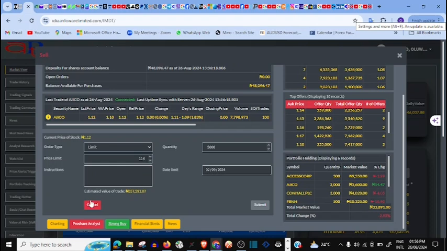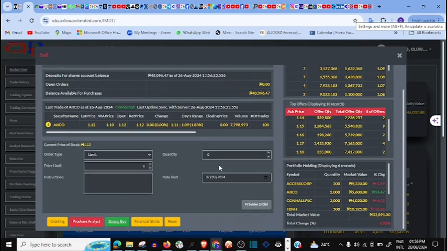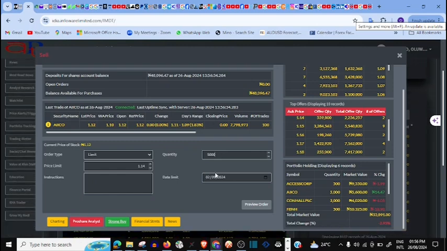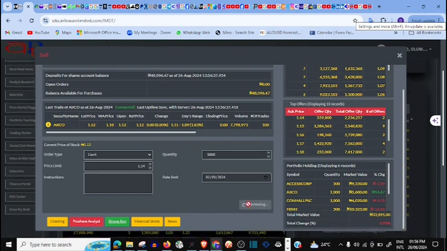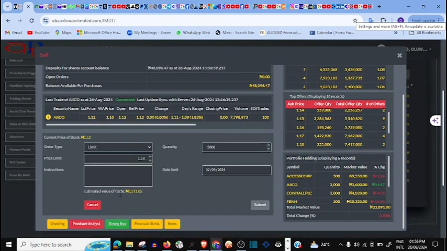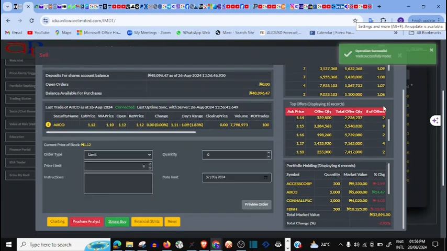Not okay, cancel. I'm going to sell at 1 naira 14. What quantity? 5,000 units. So when I preview, you tell me how much it's going to be. That's going to be 5,571 naira. So I'll submit. The operation was successful.